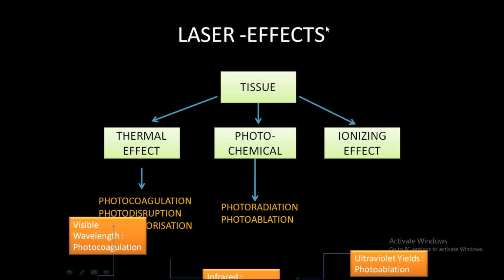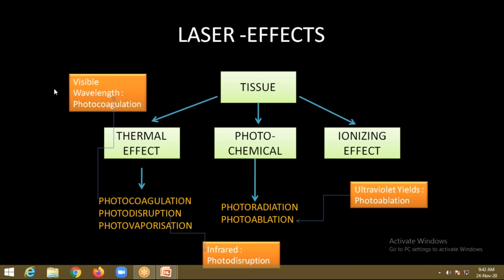So what are the effects of laser? Laser has mainly three effects on the tissue. First one is thermal effect, second one is photochemical effect, third one is ionizing effect. So what is this thermal effect? Thermal effect includes photocoagulation. So what happens in photocoagulation? It burns the tissue and coagulates it.